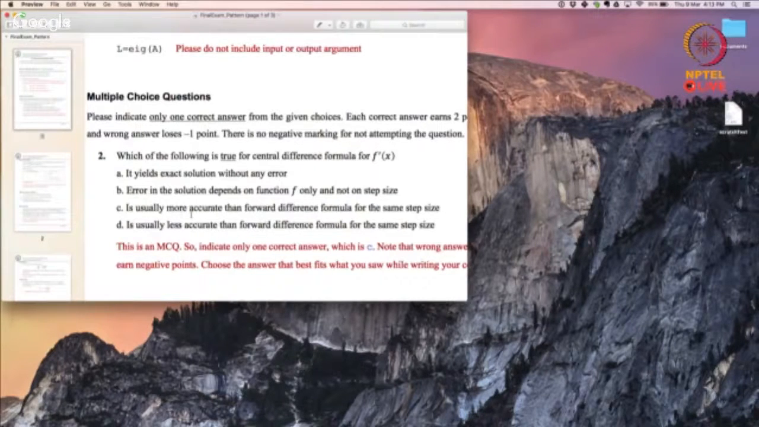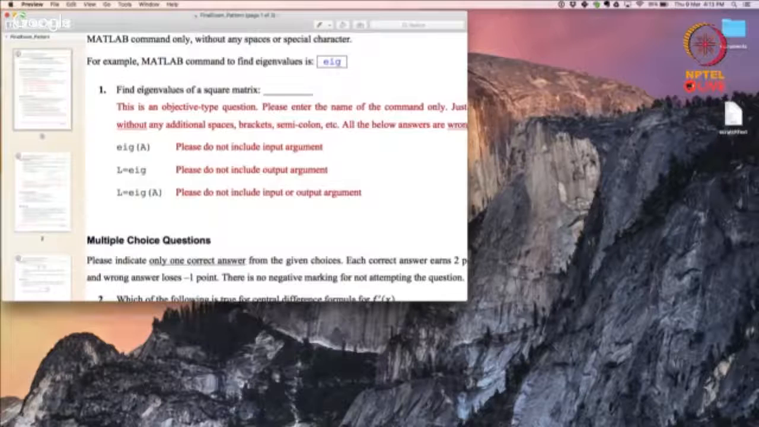So it's an MCQ. Only one correct answer is expected. So just mark that correct answer. If you think there are two correct answers, mark the one that you think is the better of the two. We have formulated the question so that there is a single correct answer.